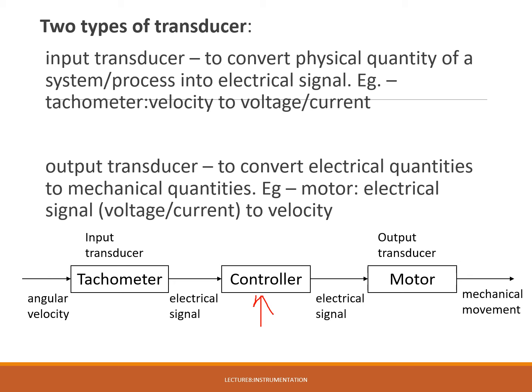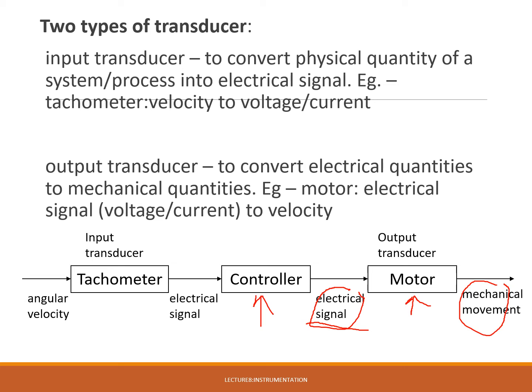Then the controller will calculate whatever signals need to be sent to our actuator, which is the motor here. The motor requires an electrical signal, basically voltage. At 0 volt, there is no rotation. At 5 volt, the motor will rotate at maximum rotation. So our motor here is an actuator, and it converts an electrical signal into mechanical movement.